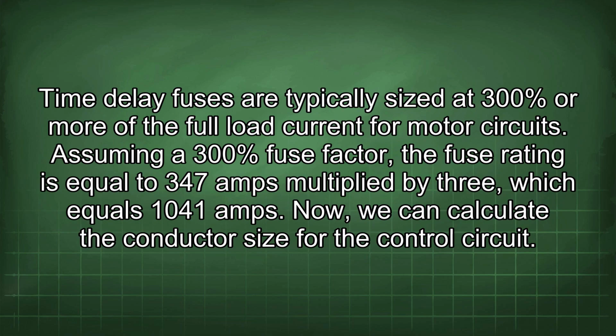Time delay fuses are typically sized at 300% or more of the full load current for motor circuits. Assuming a 300% fuse factor, the fuse rating is equal to 347 amps multiplied by 3, which equals 1041 amps. Now, we can calculate the conductor size for the control circuit.